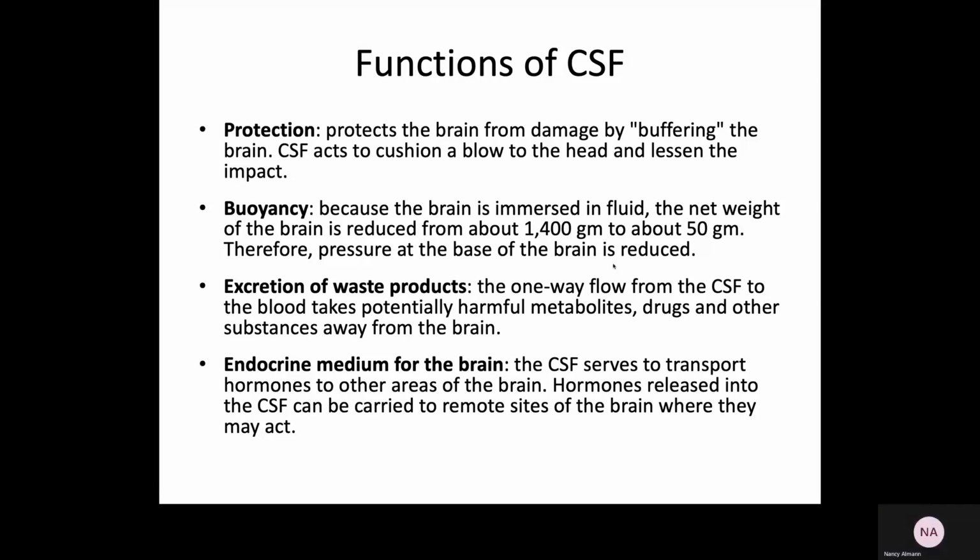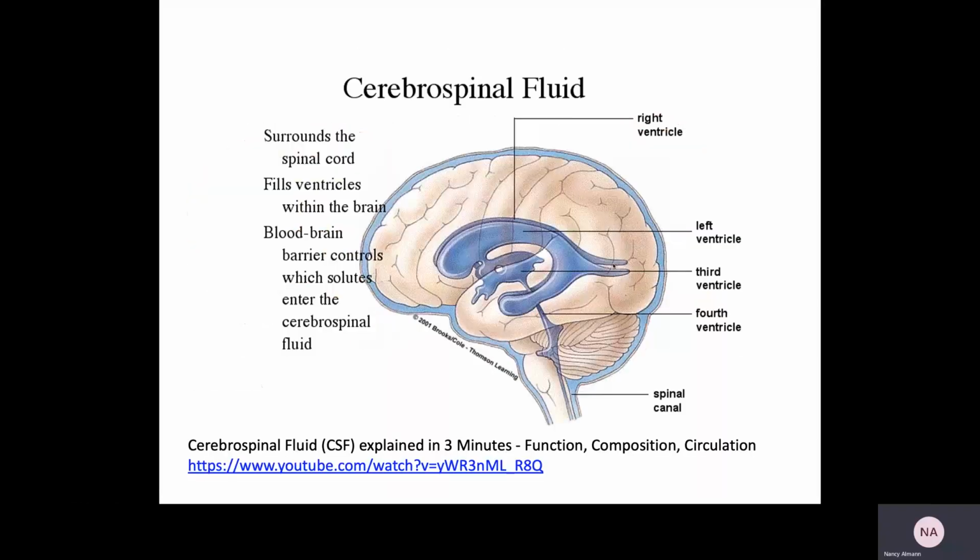And it serves as a way that we can get hormones across or to various parts of the brain. So hormones that are released into the CSF will be carried to remote sites far away from where they were secreted, and they may act upon that area. It shows you the ventricles from a lateral viewpoint, and it tells you that the CSF will fill the ventricles, fill the central canal, the spinal cord, and surround the brain.